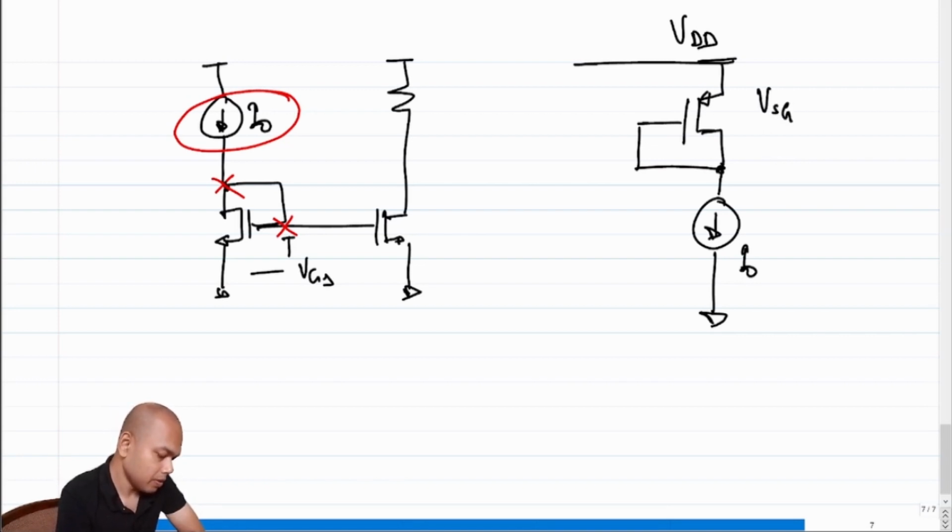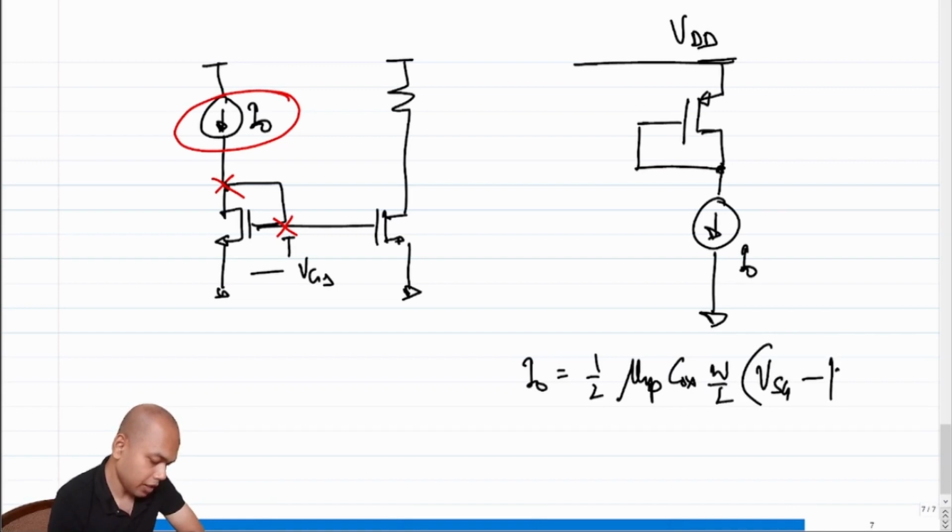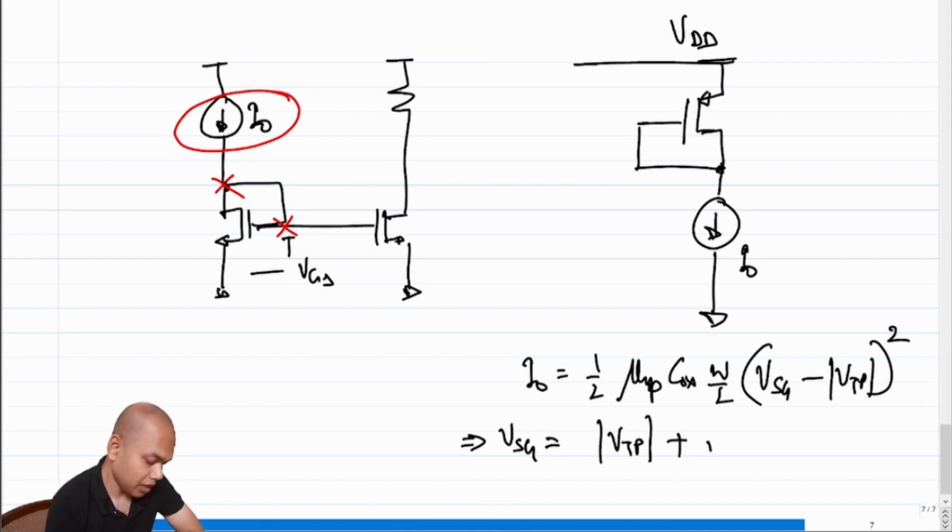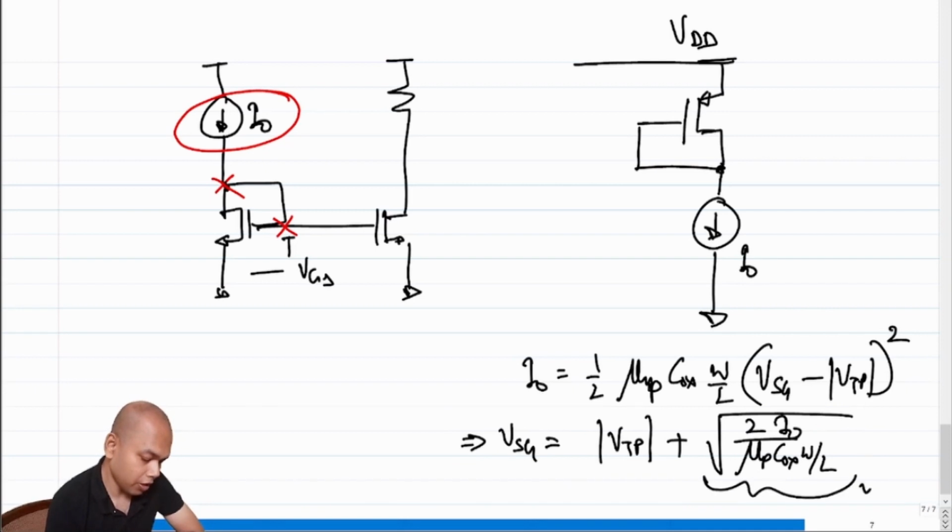VSG will be, note that the current I naught in this case is half mu p Cox W over L times (VSG minus mod of VTP) whole squared, which means that VSG is equal to mod of VTP plus under root of 2 I naught by mu p Cox W over L, where this is the overdrive of the transistor, right?